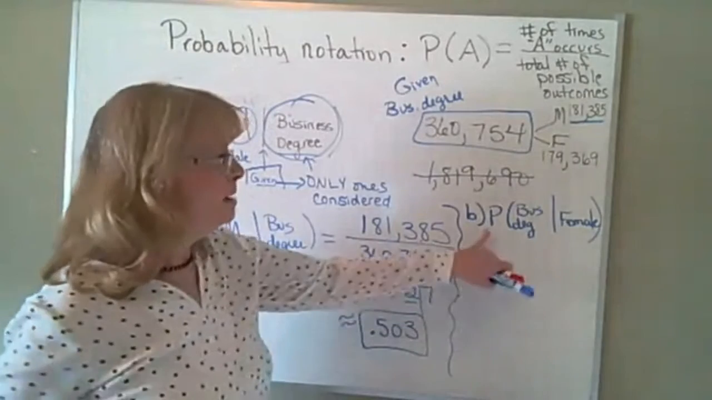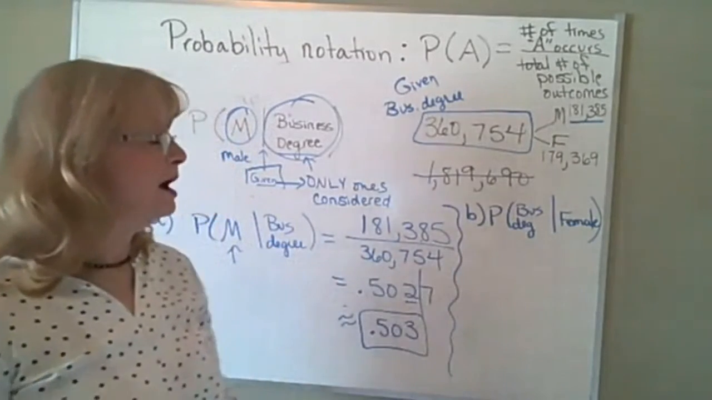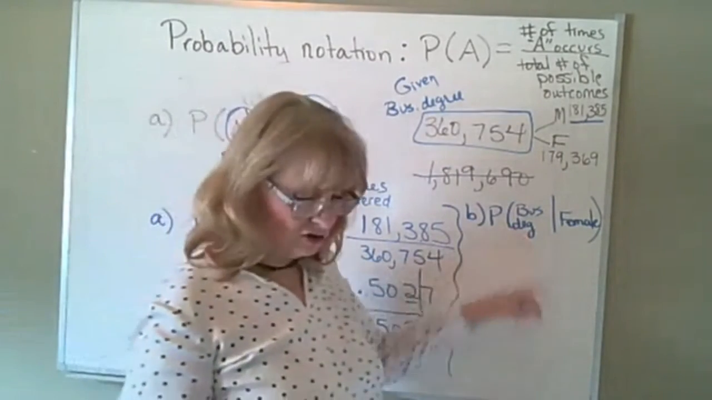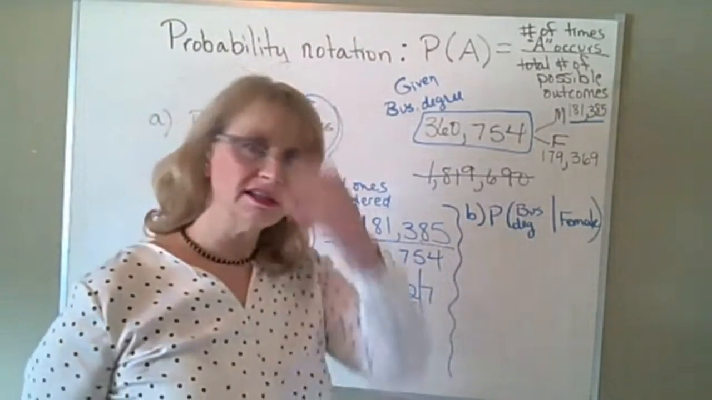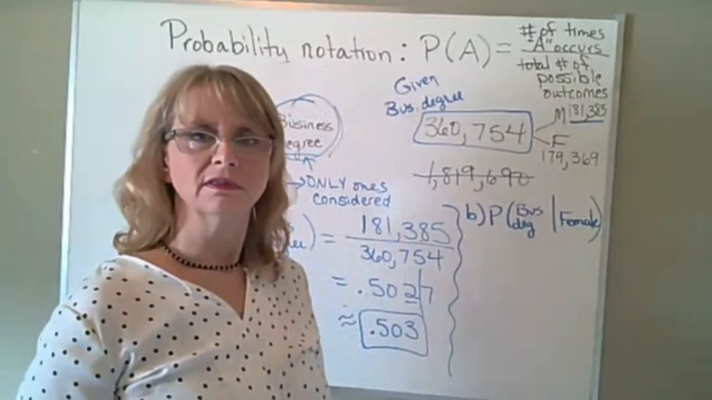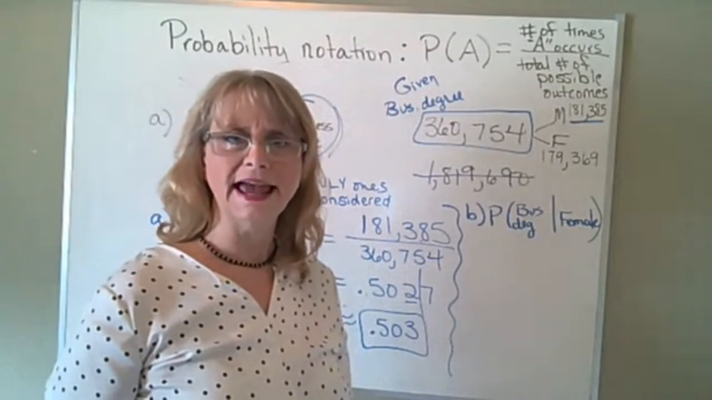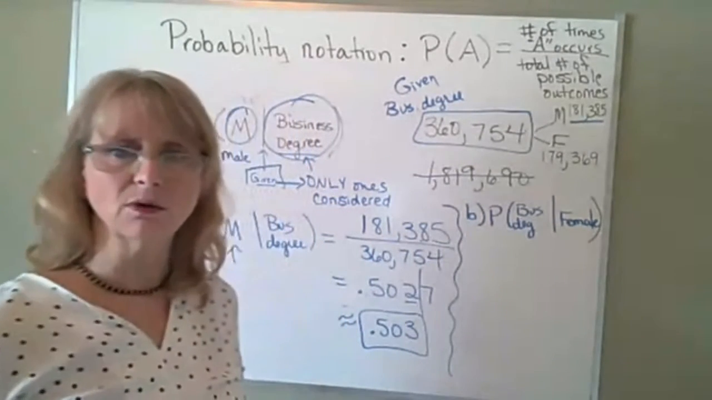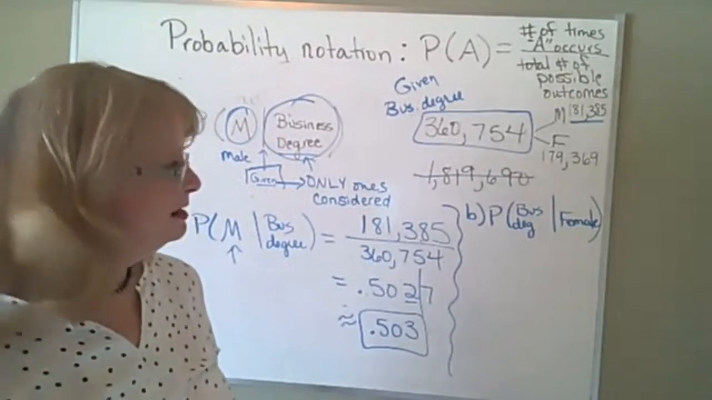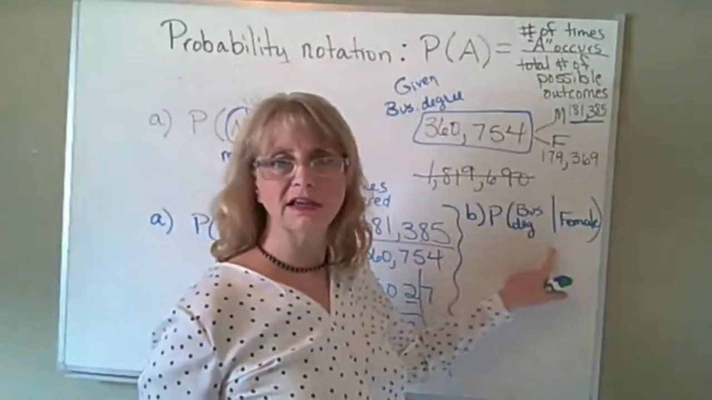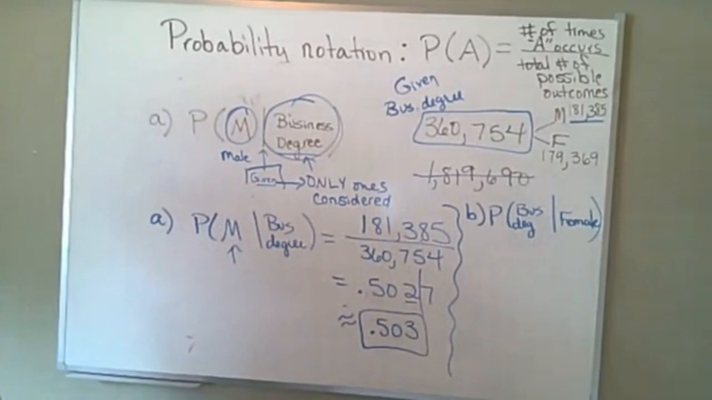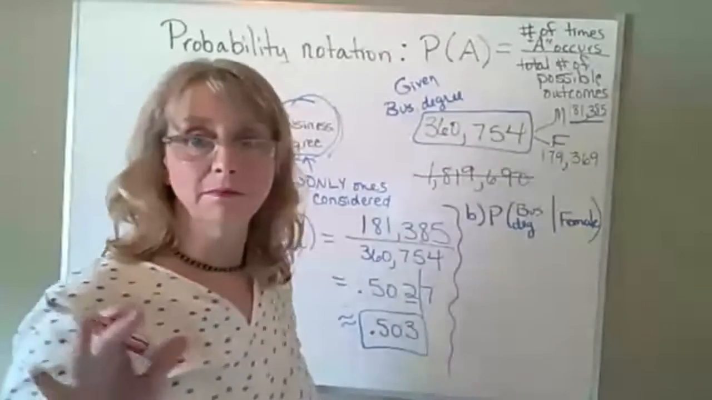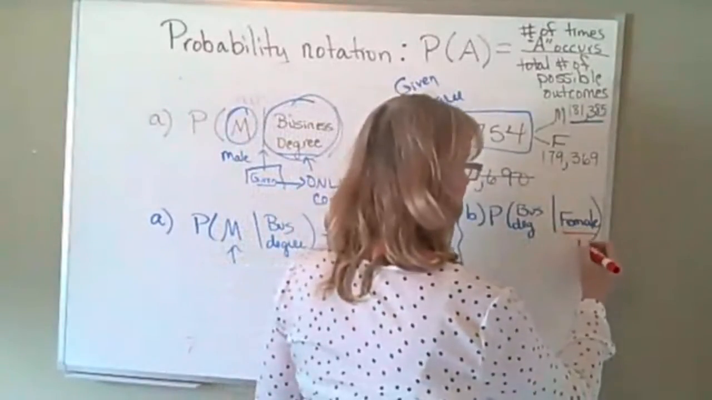Terrific. Okay. On mine, my second question says, what's the probability that they got a business degree given that they're female? Probably your question is the same, just your numbers are different. Does it look like it's the same? Those of you who are looking at it, does it look like your second question is the same as mine? What's the probability they have a business degree given that they're female? Yes, the same.